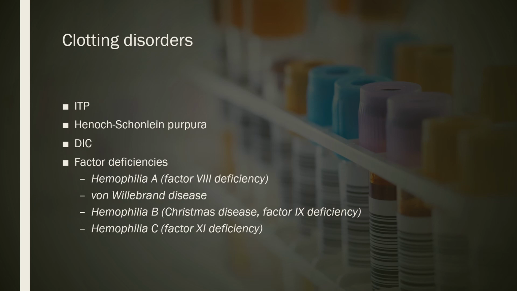All right. We are also going to talk about some clotting disorders. The ones on this list that we are going to focus on are ITP and hemophilia A. Henoch-Schönlein purpura is a type of purpura that occurs usually in relation to a virus and can be associated with nephrotic syndrome. DIC, I believe you'll learn about in fourth semester.